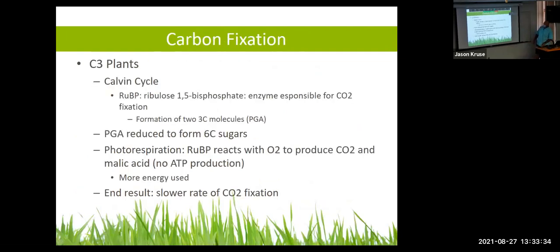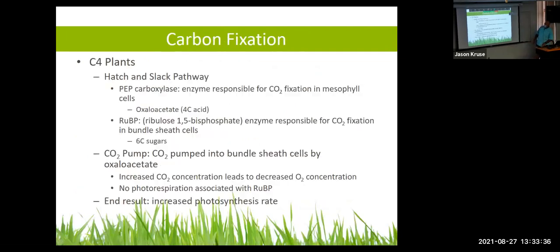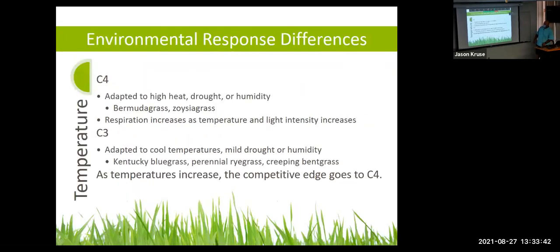I'm not going to test you on this. It's here, and I will post these slides on Canvas as well, so you can go through and look at it and refresh your memory if you'd like.